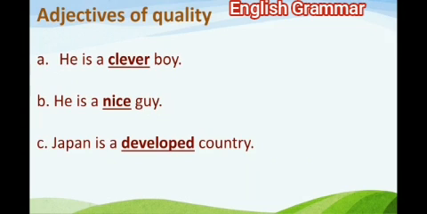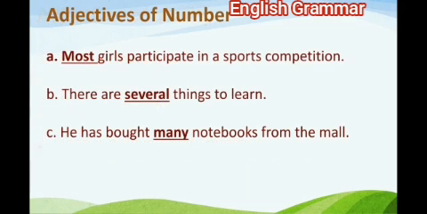Okay, so we've talked about the adjective of quality. Let's go to the next one, adjectives of numbers. Adjectives of numbers give us information about the number or the order of persons or things. Some examples are all, some, first, each, every. It gives us information about the number of things or the order of things.